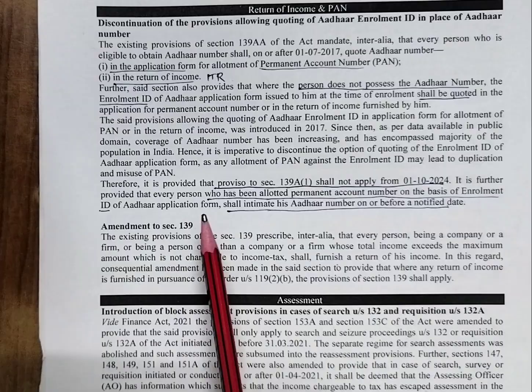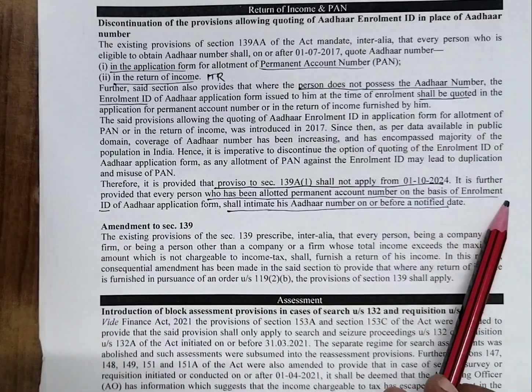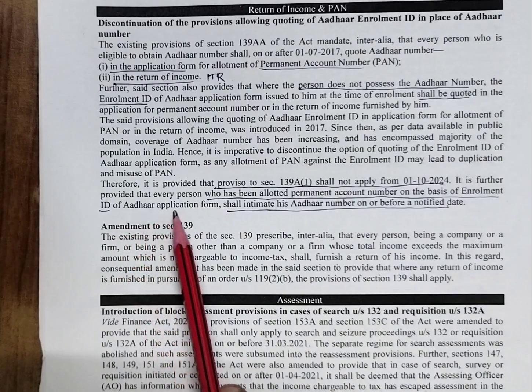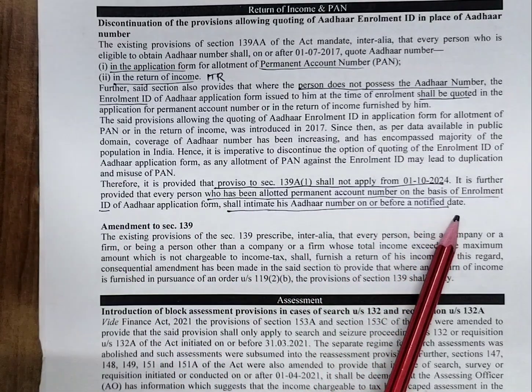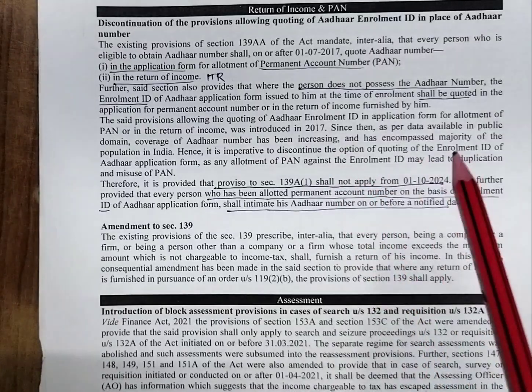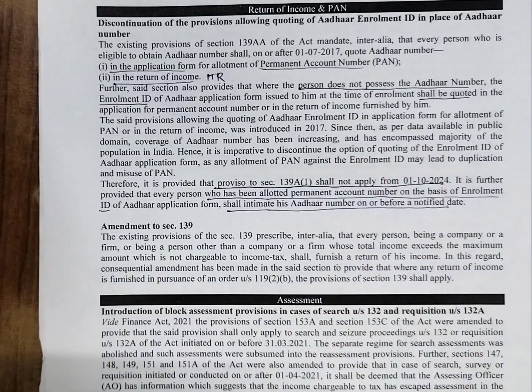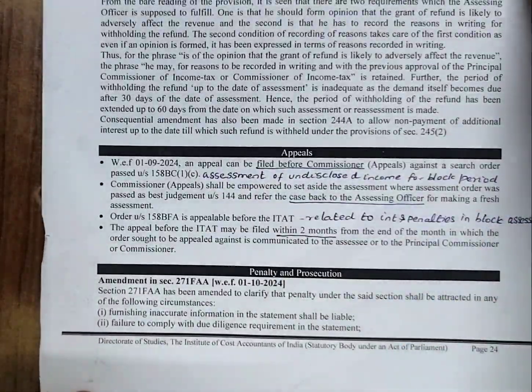It is further provided that a person who has been allotted a permanent account number on the basis of the enrollment ID of the Aadhaar application shall intimate his Aadhaar number on or before a notified date. So, this amendment is the discontinuation of the option to quote Aadhaar enrollment ID. This is one of the important changes related to PAN and income tax return filing.